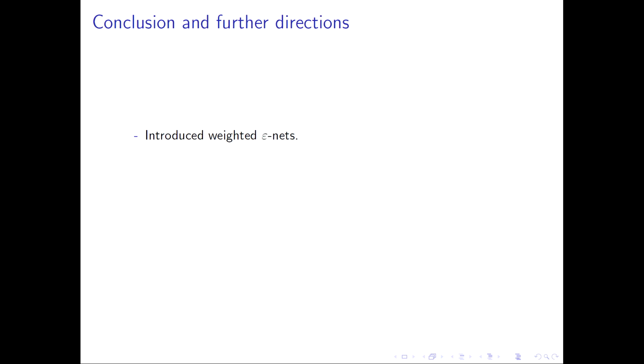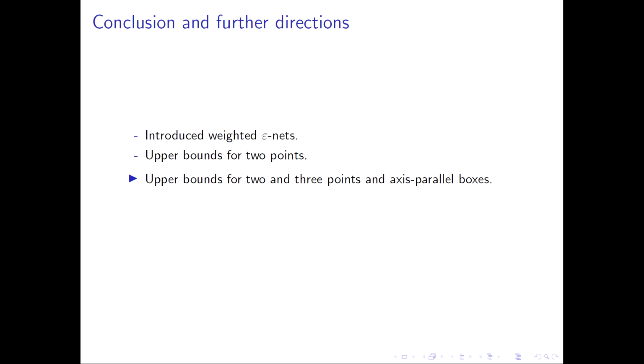So let me conclude. We introduced weighted epsilon nets. We have seen upper bounds for 2 points. And we as well studied upper bounds for 2 and 3 points with respect to axis parallel boxes. And we also studied lower bounds for 2 points. And these bounds are not tight, so one could try to make them tight, or one could also study different range spaces. So thank you for your attention.